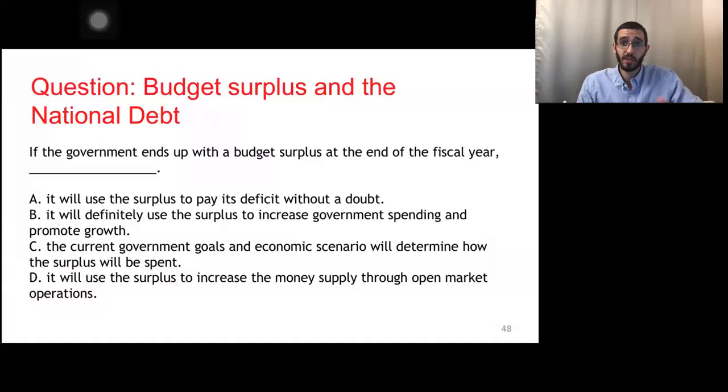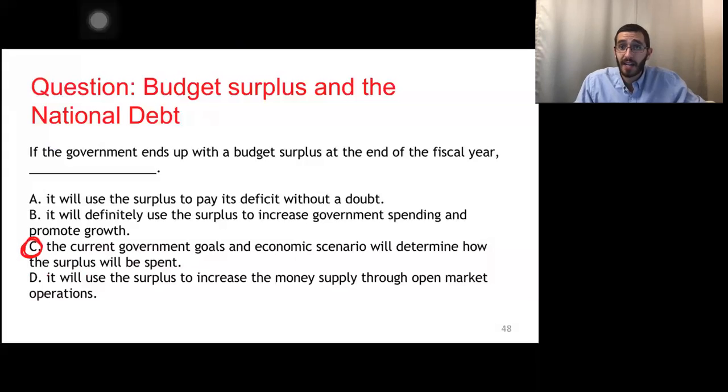Hopefully here you notice the money supply is related to monetary policy, so that's definitely out, right? We'll also know that using the surplus to increase government spending and promote growth is completely opposite of using the surplus to pay out debt. So the question is, do we have to pay out debt? Do we promote growth? Or does it depend on the economy? A, B, or C? And as you know, since the federal government does not have a balanced budget requirement, it depends on the economy. It depends on what they decide to do.